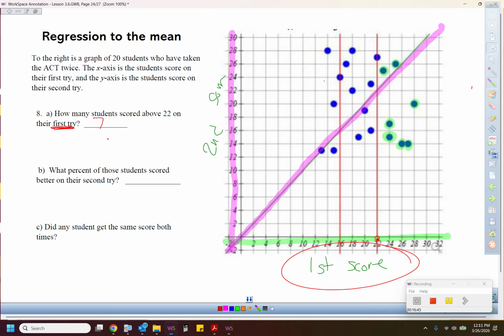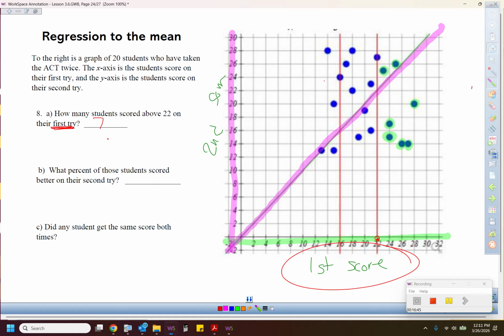2 of them. 1, 2. Do you see those 2? They are above that line right there. This is 23, like 25. Didn't they do better the second time, right? This is 25, 26. Didn't they do better the second time? Well, this one is 24, 18, or 17. They did worse the second time. Why did they do worse the second time? Because they're below the line y equals x in that situation.